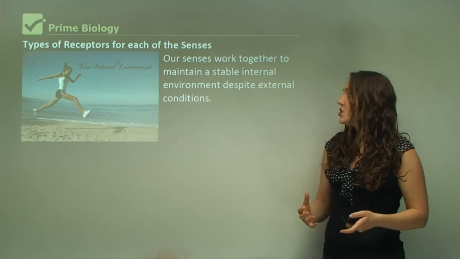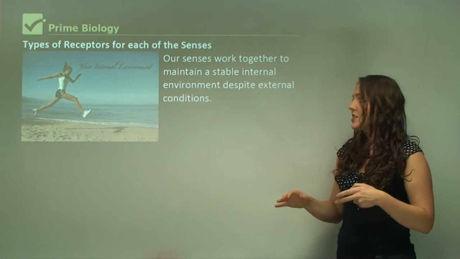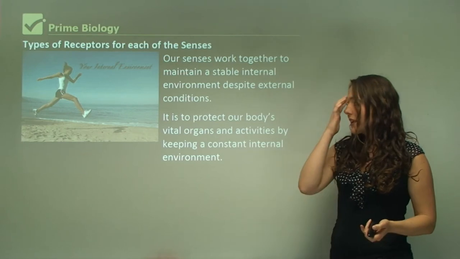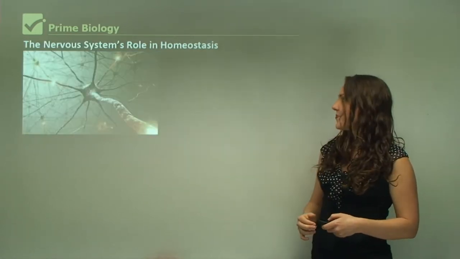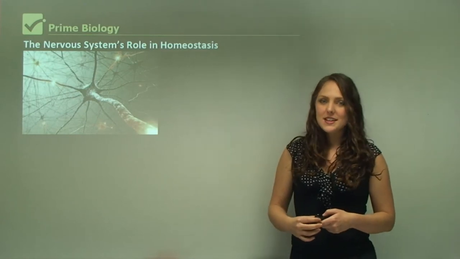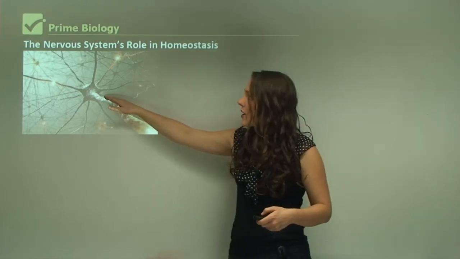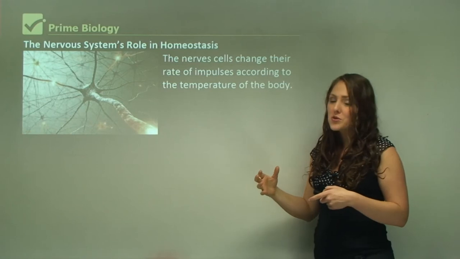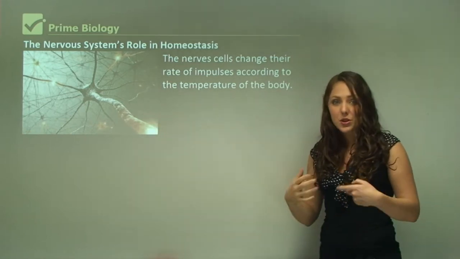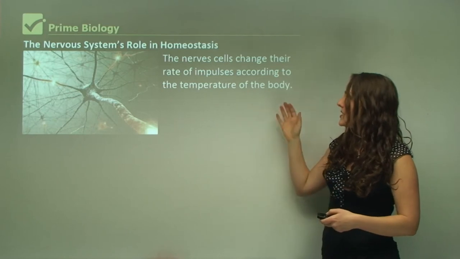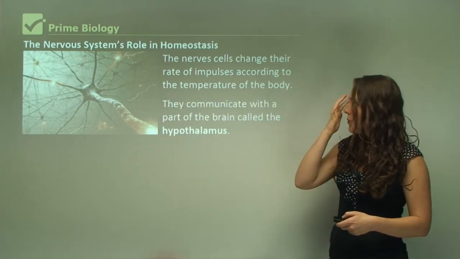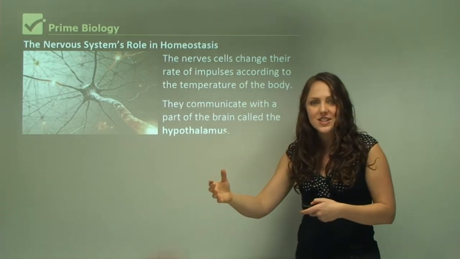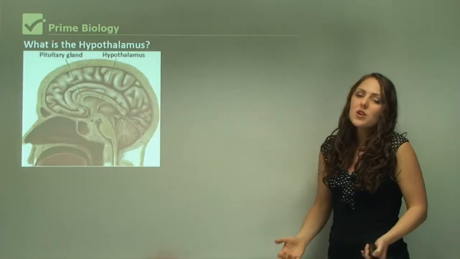Our senses work together to maintain a stable internal environment despite the external conditions. It is to protect our body's vital organs and activities by keeping a constant internal environment. The nervous system's role in homeostasis. Here we have a nerve, and you can see here that there's a little light coming out. So the nerves have a change in a rate of impulses, and these impulses are actually electrical impulses within our body, and they're according to the temperature of the body. They communicate with the part of the brain called the hypothalamus, and the hypothalamus can control what message it sends through these nerves. So what is the hypothalamus?